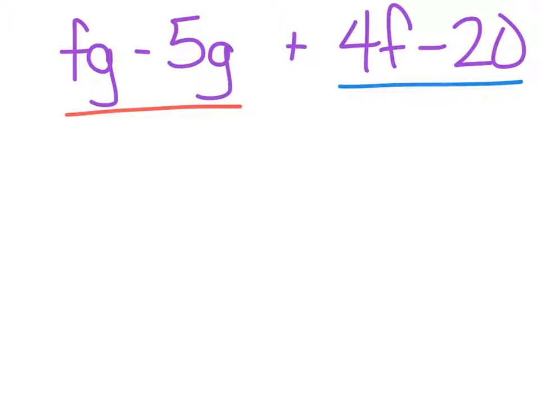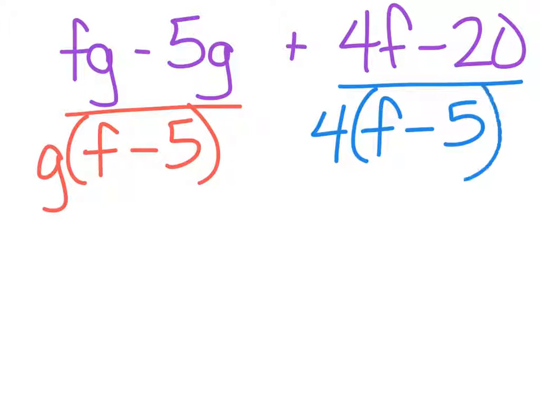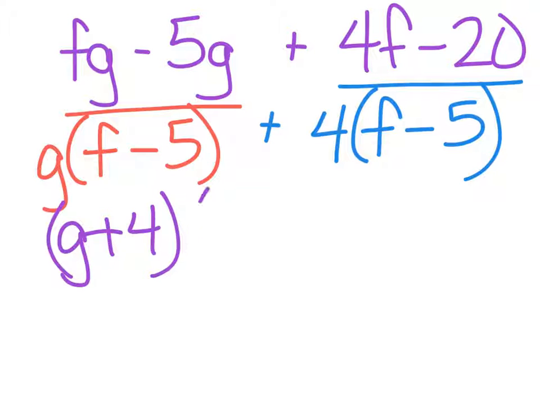So, let's see. Let's use red. For the first one, fg minus 5g, I think they have g in common. Bring the g outside. I'm going to have the f still there, minus 5. And if you did the distributive property now, g times f is fg, g times negative 5 is negative 5g. On the other one, I think they have 4 in common, so I have 4 times f minus 5. So then you can factor the g and the 4 out and get g plus 4 times f minus 5. There you go.